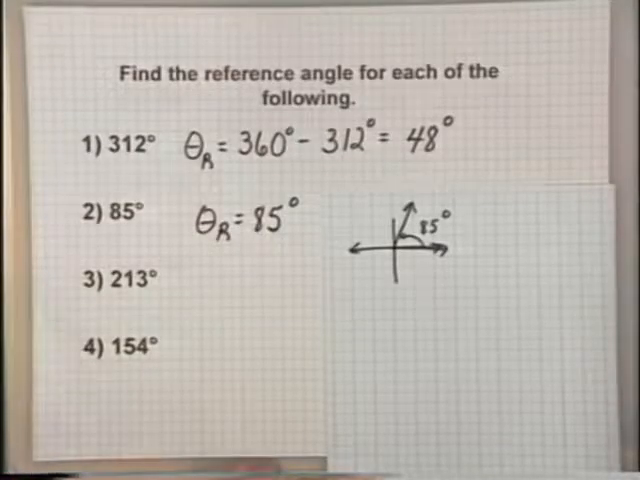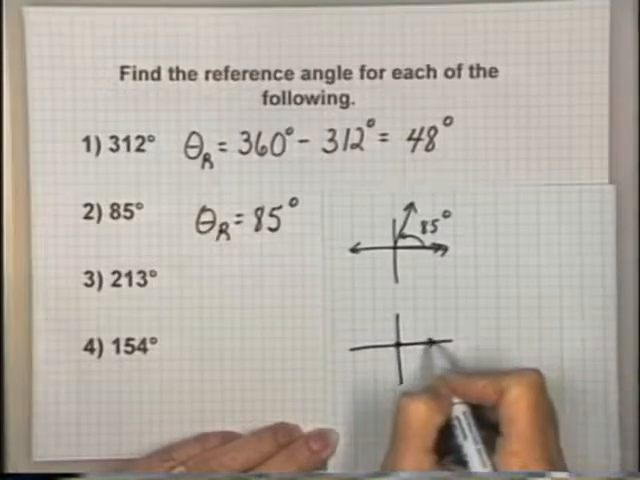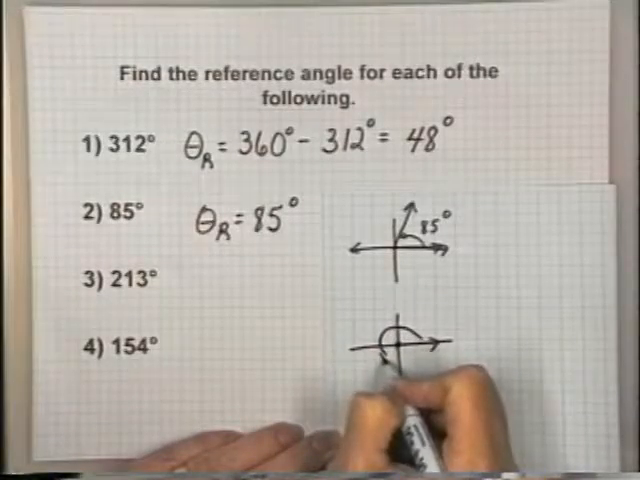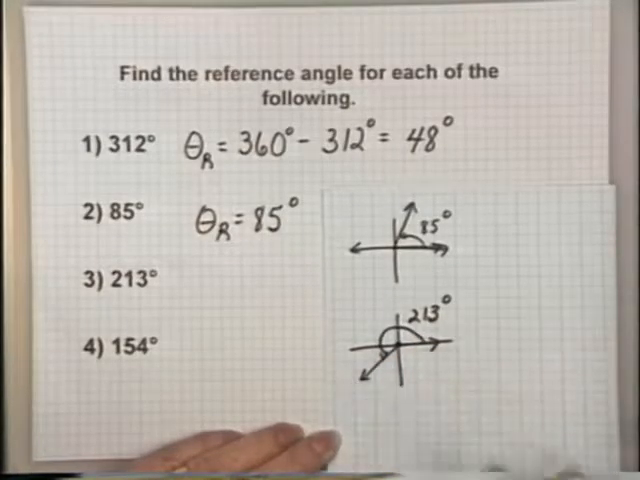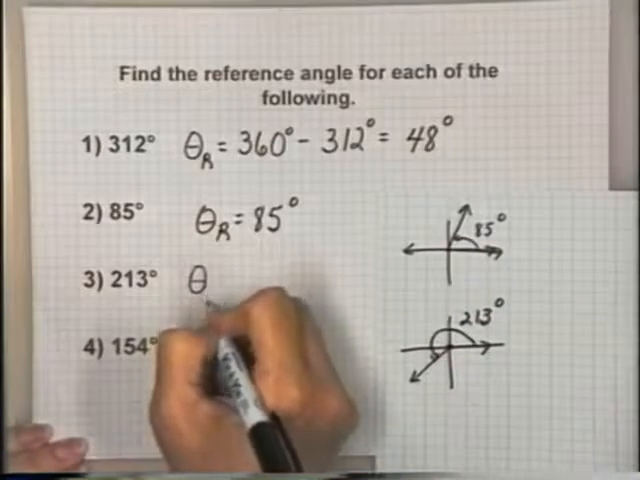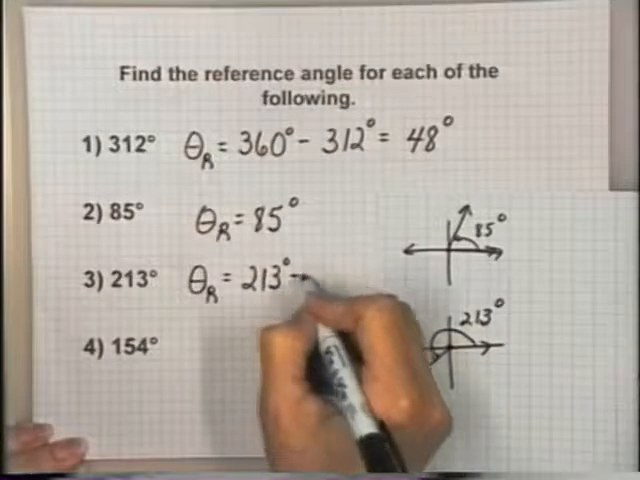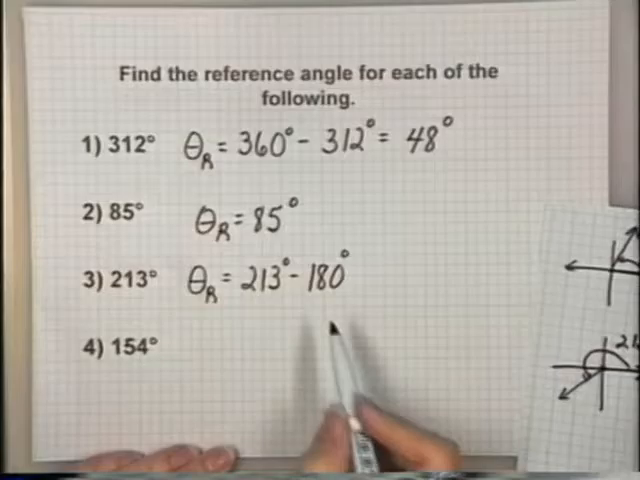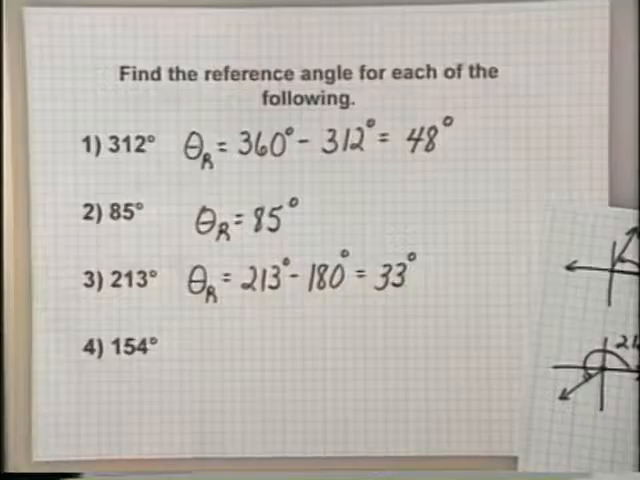Let's look at number 3, 213 degrees. Let's sketch it. What quadrant is its terminal side in? Well, we know 180. It'd be right on down here, wouldn't it? So its terminal side is in the third quadrant. To find its reference angle then, we will take the angle 213 degrees and we will subtract from it 180 degrees. And when we do that, we get 33 degrees for the reference angle.